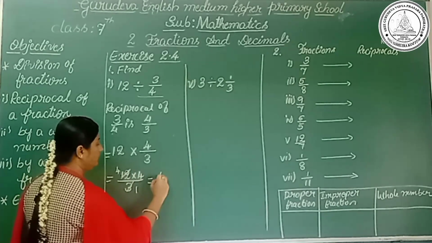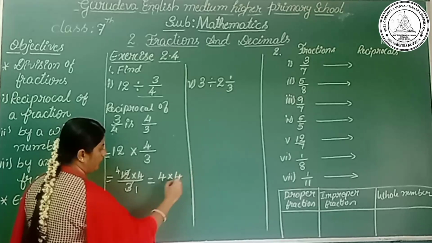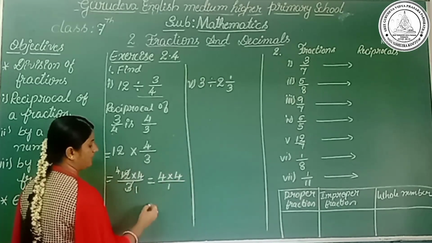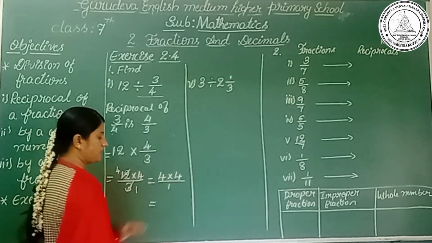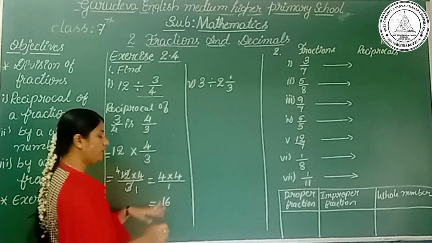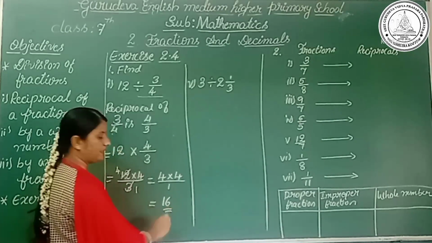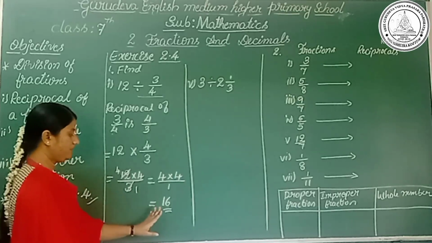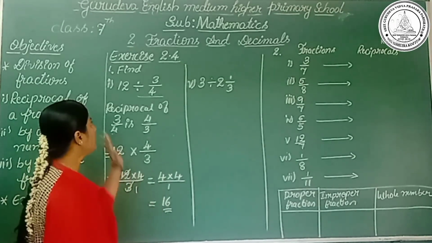So this equals 4 into 4 divided by only 1. 4 fours are 16, and in the denominator there is a 1, so no need to write the 1. 16 is the quotient.